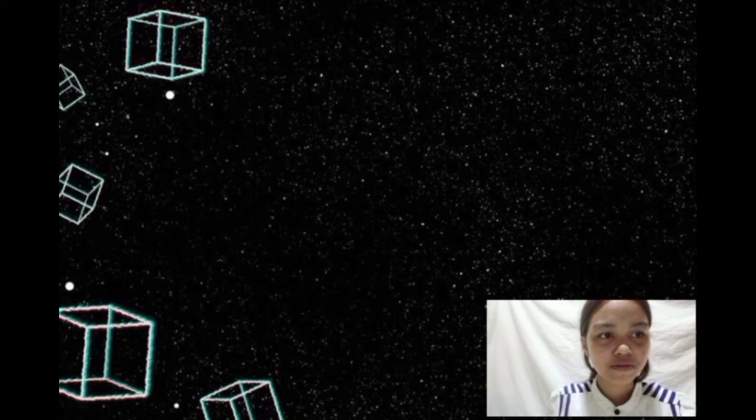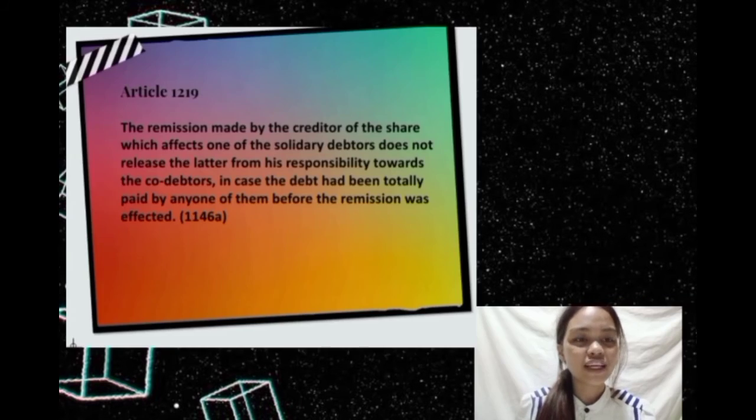Next, Article 1219. The remission made by the creditor of the share which affects one of the solidary debtors does not release the latter from his responsibility towards the co-debtors in case the debt has been totally paid by any one of them before the remission was effected.